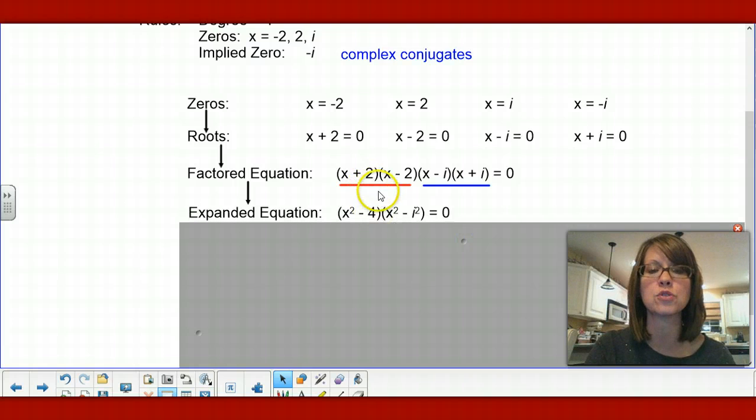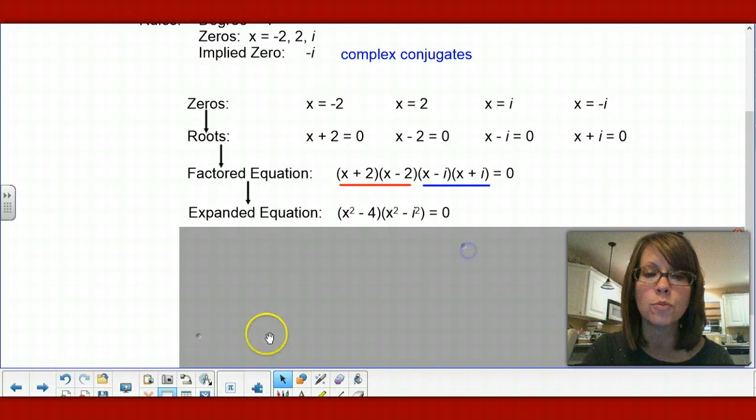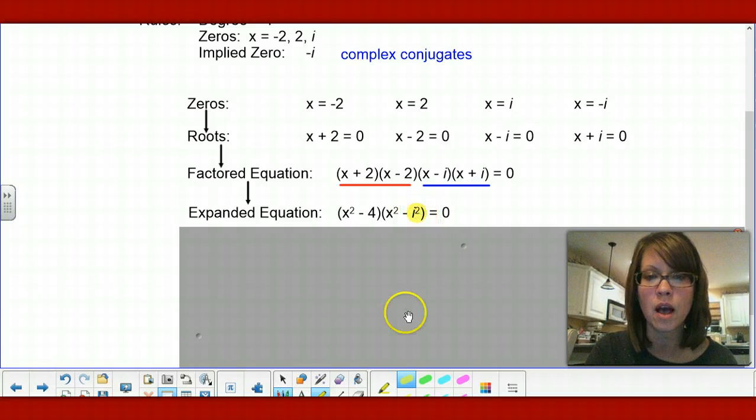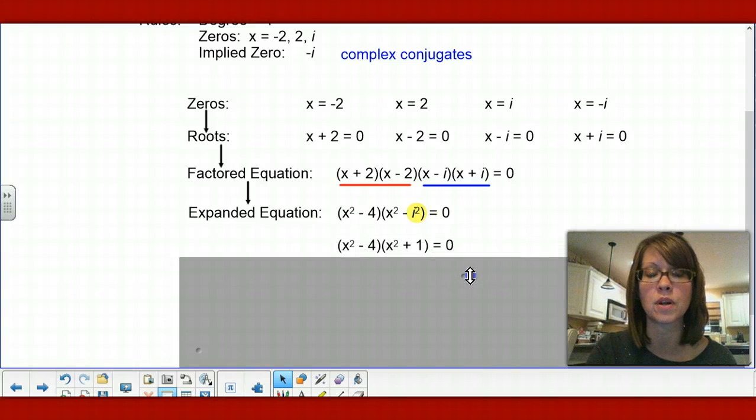Okay, so x plus 2 times x minus 2 gives us x squared minus 4. And x minus i times x plus i gives us x squared minus i squared. Remember, you could FOIL the x plus 2 and x minus 2 and the x minus i and x plus i, but your Outer and Inner terms are going to cancel out every single time. All right, so let's keep going. Hope some of you are recognizing this i squared. Recognize this i squared. i squared is -1. So you have to change that. Okay, and that's what I've done in this step. x squared minus i squared is really x squared plus 1.